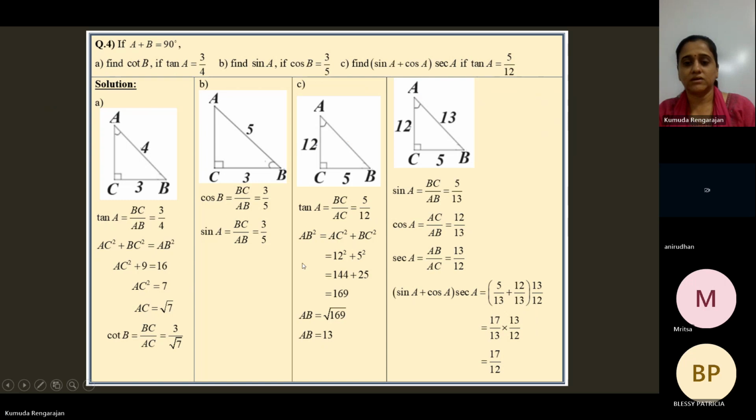Find sine A if cos B is 3/5. And find sine A plus cos A into secant A, if tan A is equal to 5/12. All right, I'll show you the working. Go through. Online children, please go through. Let me know if you have any doubts. A is a different, independent question, B independent, C independent. There are three different questions.